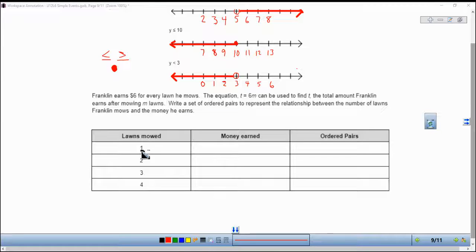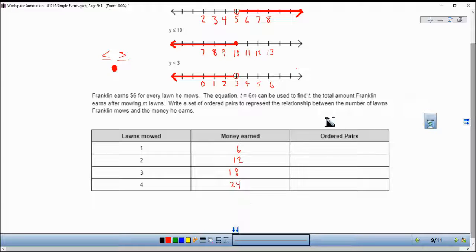Well, if he mows one lawn, he has made $6. I know that not only from the problem, but from the equation. The total money he earns is however many lawns he mowed times 6. 1 times 6 is 6. 2 times 6 is 12. 3 times 6 is 18. And 4 times 6 is 24.